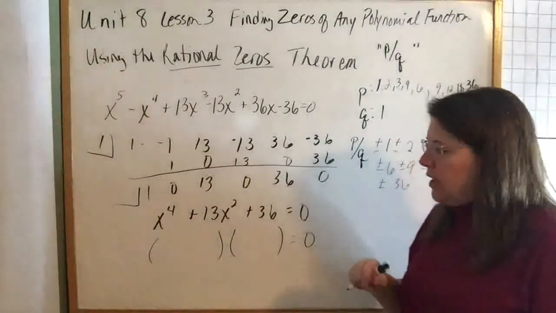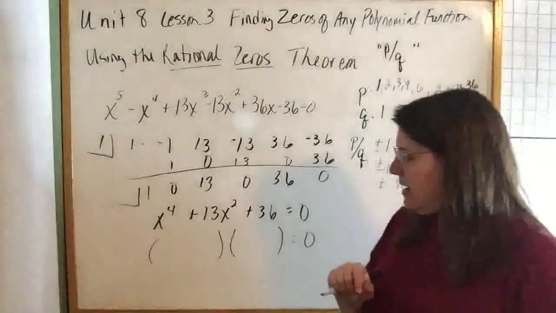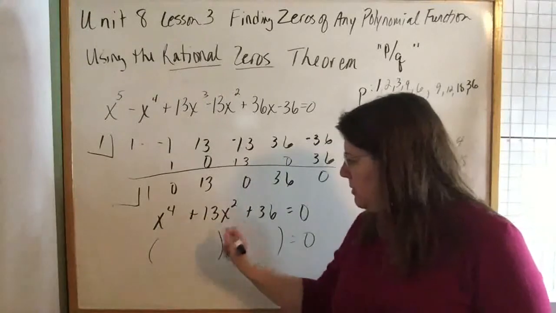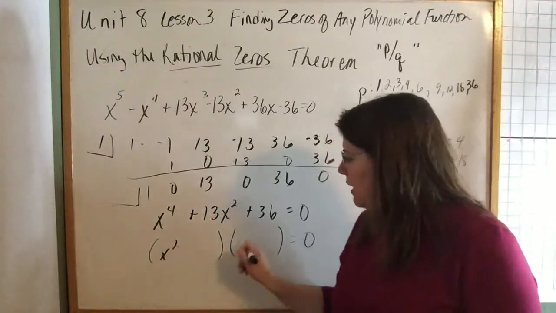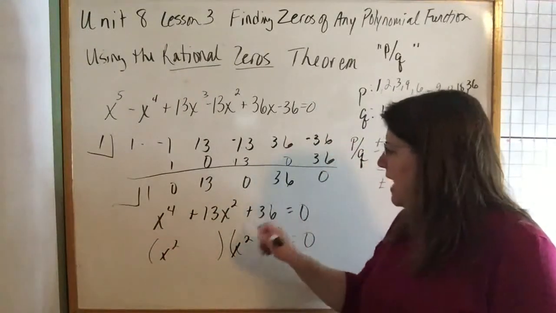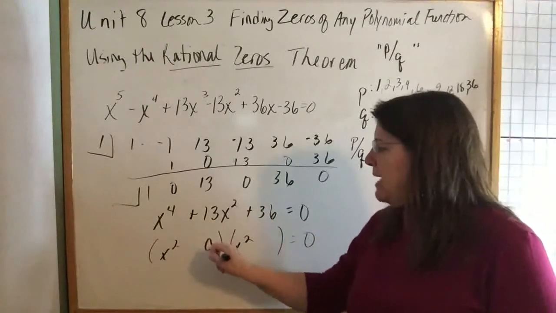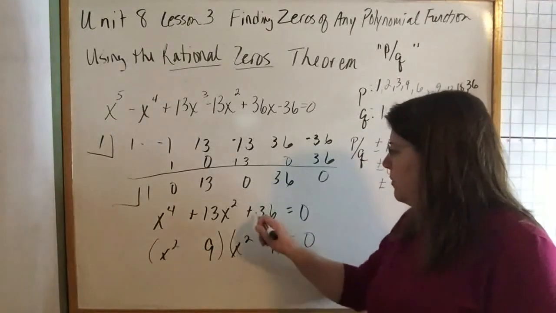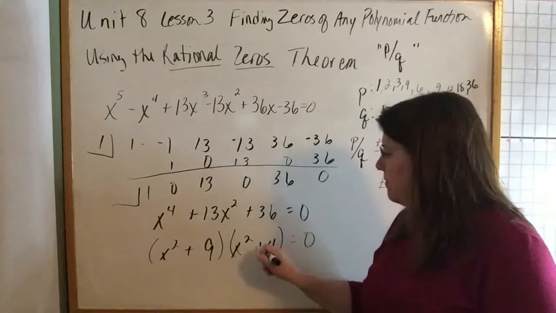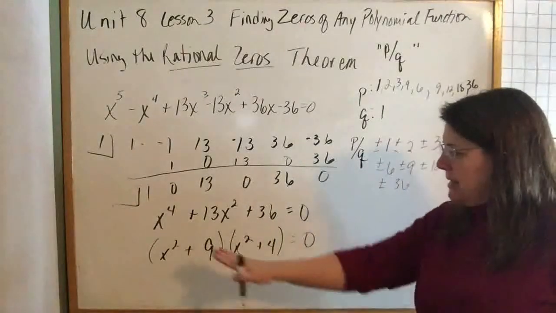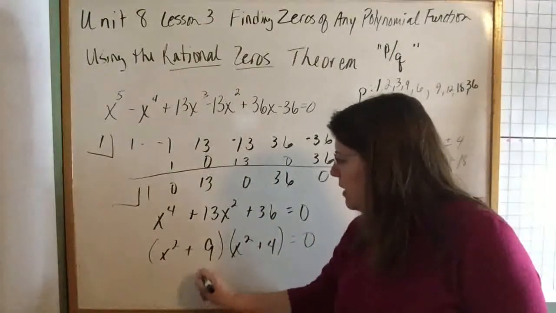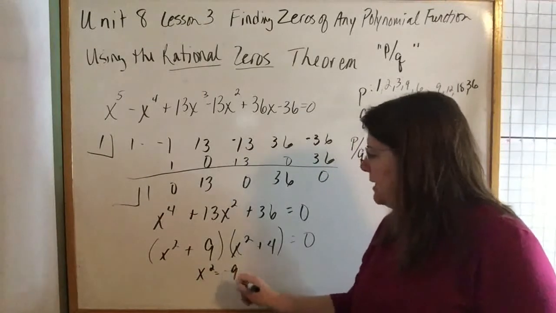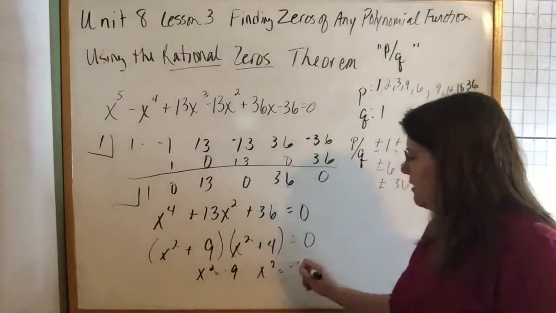Or, well, we learned it earlier, but we did a couple of these in the last section. So the middle term is x squared. That means these are both x squared. Are there factors of 36 that add to give you 13? Well, I'm thinking 9 and 4. The plus tells me these are both pluses. And so now I can set each of those factors equal to 0. So x squared equals negative 9 and x squared equals negative 4.